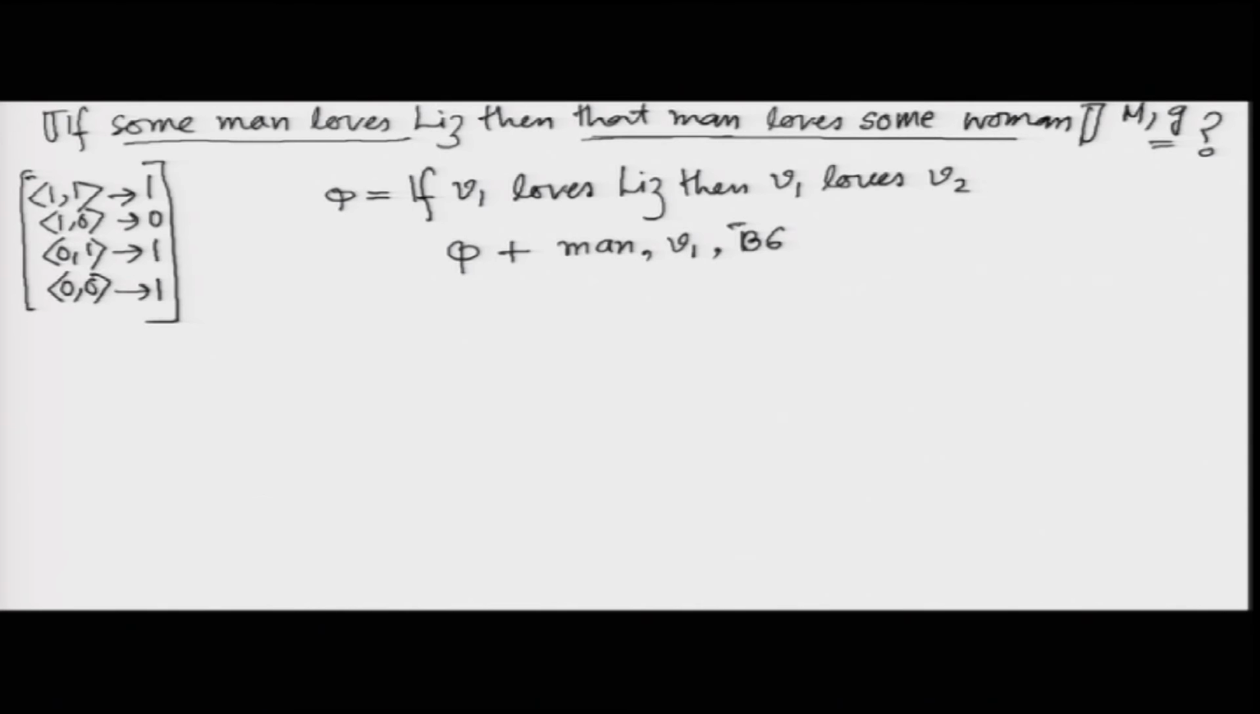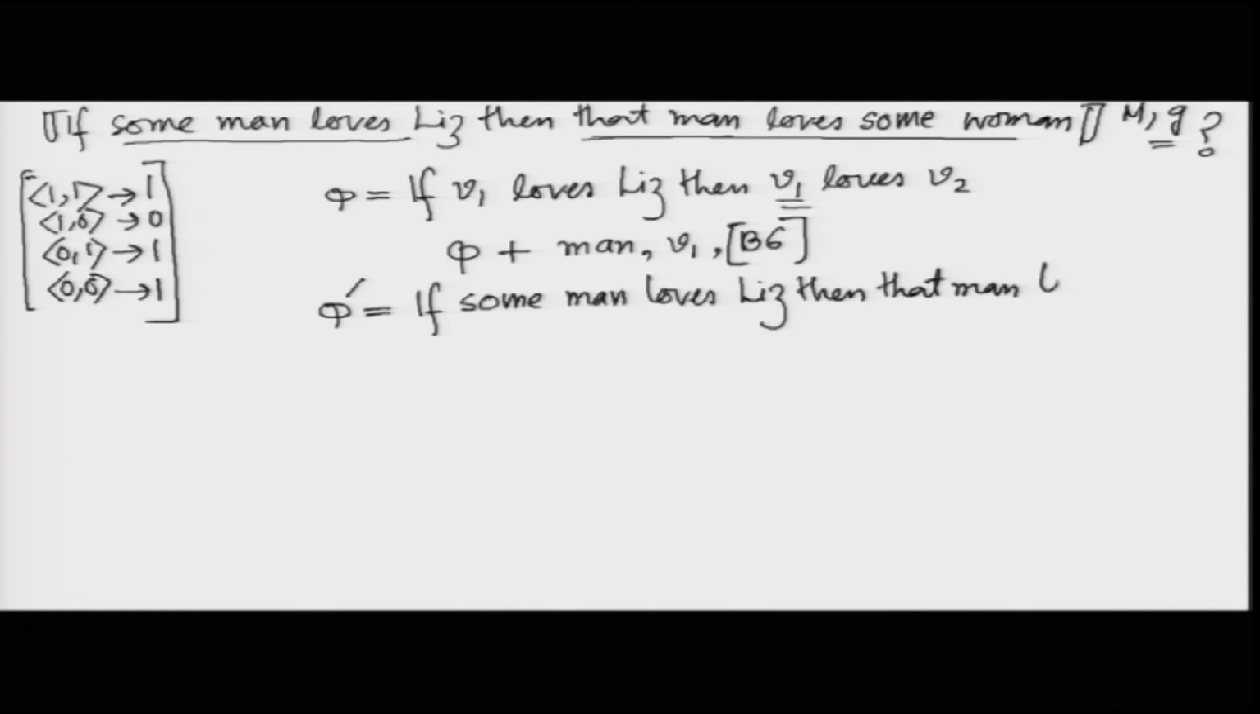So B6, this combination gives our phi prime, which is: if the first occurrence, that is the leftmost occurrence of V1, must be replaced by some man, because we are using rule B5. If some man, and we are using the common noun CN man, loves Liz, then the subsequent occurrences, this is a subsequent occurrence of V1. So then we have that man loves V2, this is our phi prime, and then we add woman to it and we use V2 here, and once again we use the rule B6.